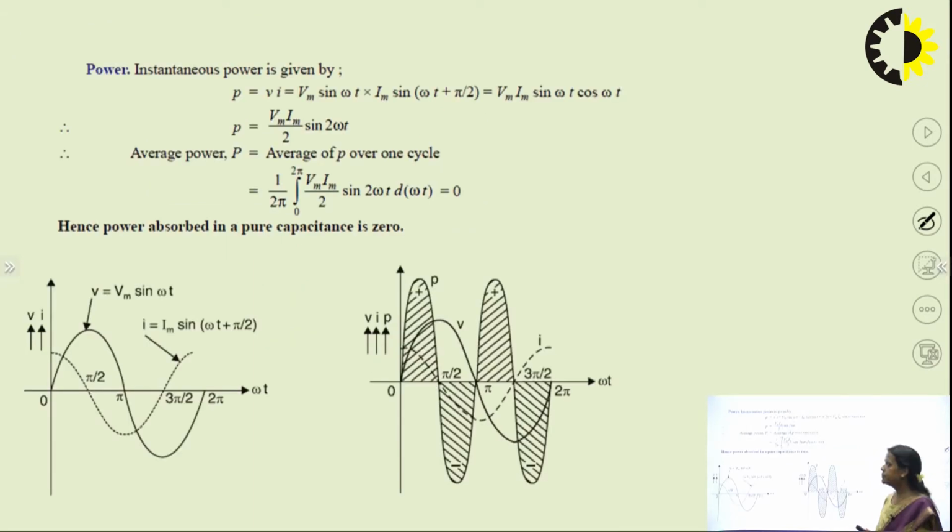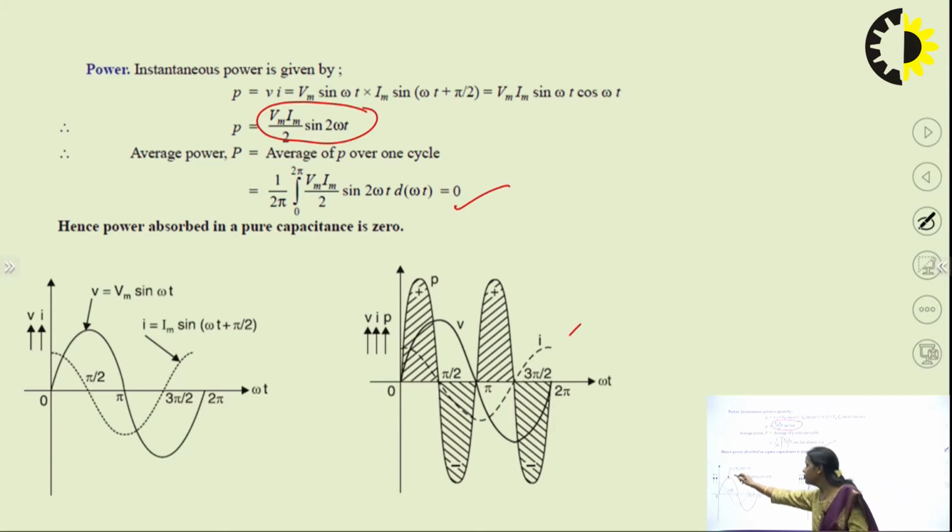Now again coming to the instantaneous power, the value is Vm by 2 sin omega t, and again if you are finding out the average power, here you will get 0. So in a capacitive circuit also, the power absorbed is equal to 0. So in the waveform also you can see, right? Here you can see the voltage, and here you can see that current is leading and voltage is lagging.